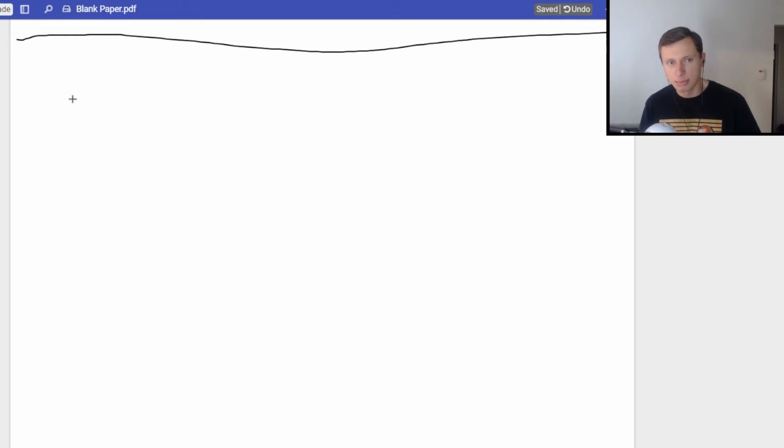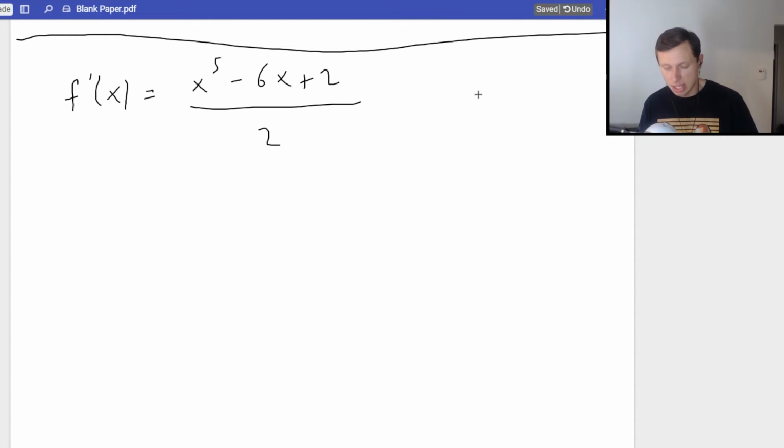Let's say this problem. I have f prime of x, I'm going to give you the derivative, is equal to x to the fifth minus 6x plus 2, all divided by 2. Then I'm also going to give you the point f of negative 1 equals 4. Notice this is not the derivative, this is the original function. And what I want you to do is find what f of x is equal to.